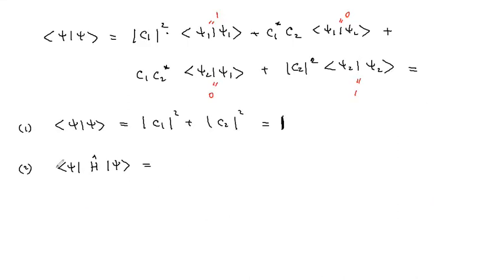So for my bra vector, I'm going to have C1 star psi1 plus C2 star psi2. It's my bra vector. So operator H, the Hamiltonian, in between. And I can act with this H to the left or to the right because it's Hermitian, I don't care. So this is my operator. And then my ket vector.